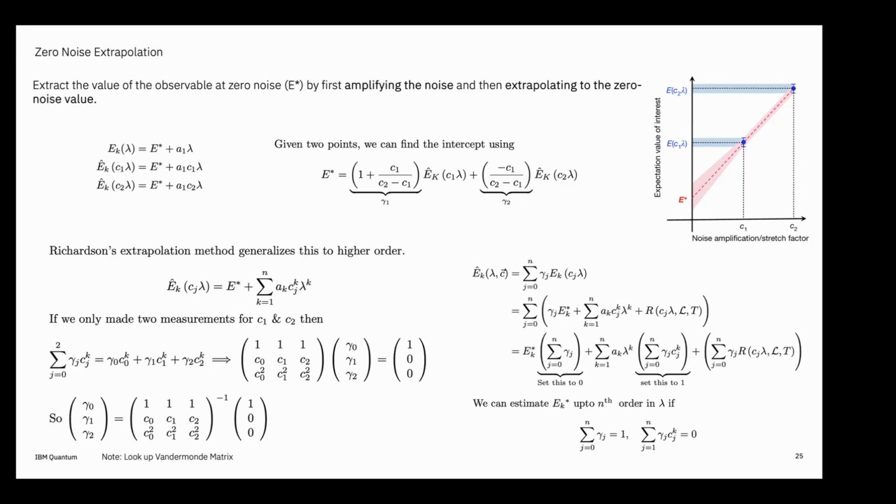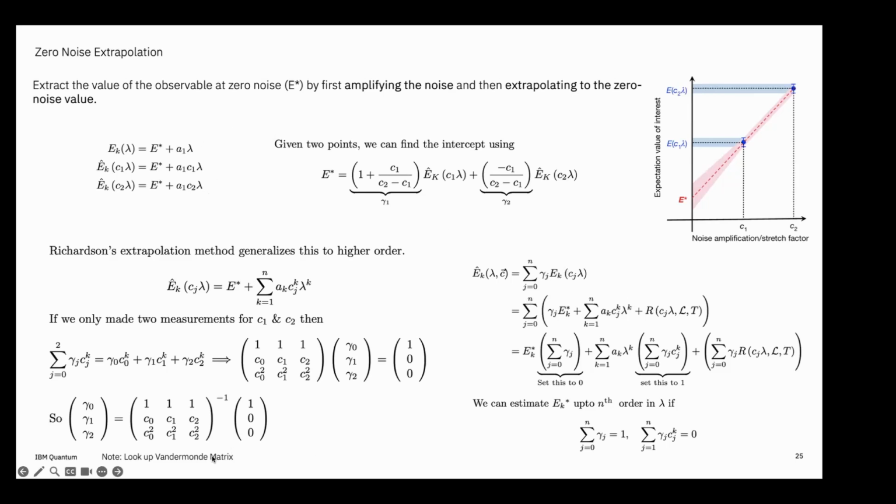But the idea is that in general, you should be able to do this, right? You take your observable, write a Taylor expansion in terms of lambda, do various experiments at various stretch factors for the lambda, and then get back to the zero noise extrapolated value. And how many points you need essentially has to do with what polynomial you use to make this approximation. But, you know, the whole thing is possible.